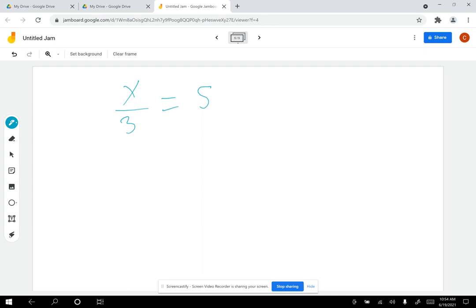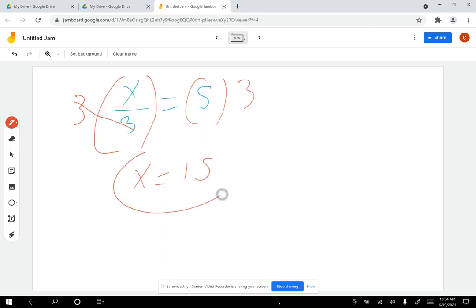So just like when we were multiplying, we want to, again, isolate x. To isolate x, we have to do the opposite, which means if we're dividing, we have to multiply. And if we multiply one side of the equation by 3, we have to multiply the other side of the equation by 3. In this case, 3 cancels out with 3. We're left with x. 5 times 3 is 15, so x equals 15.